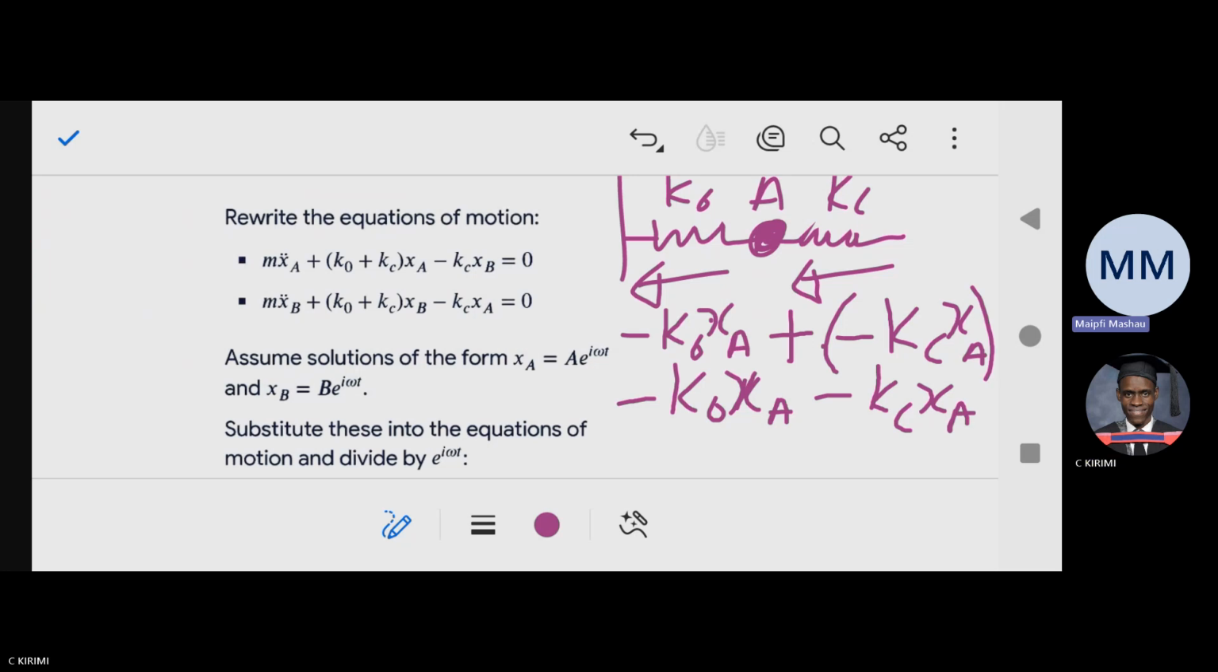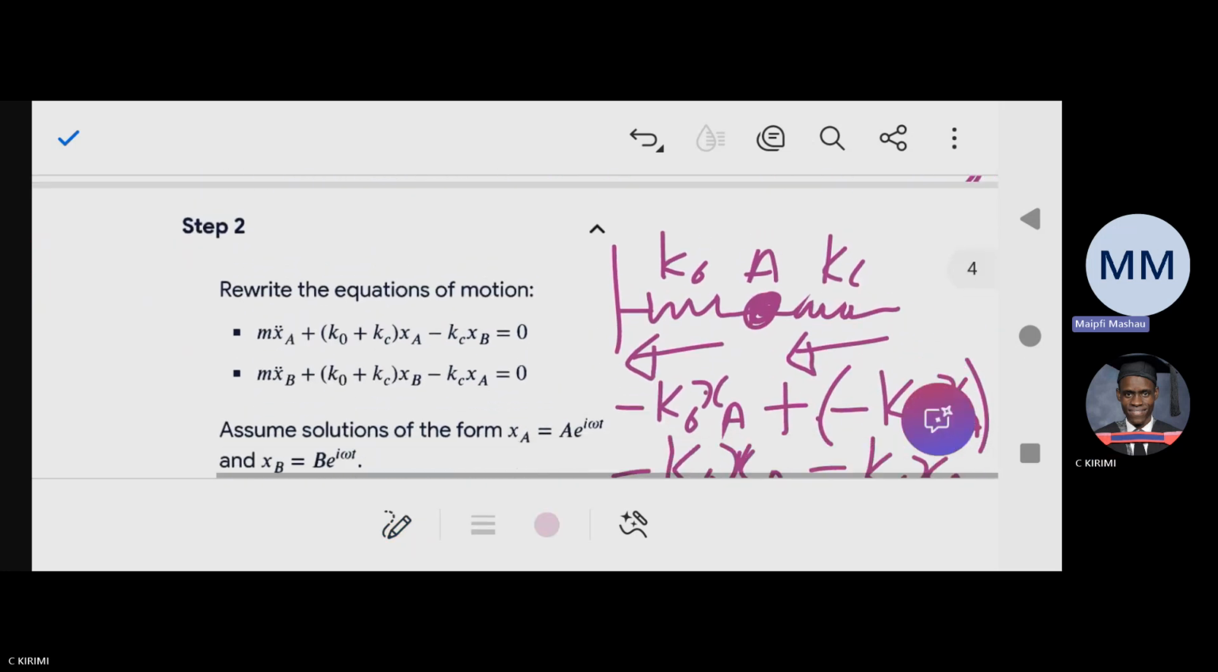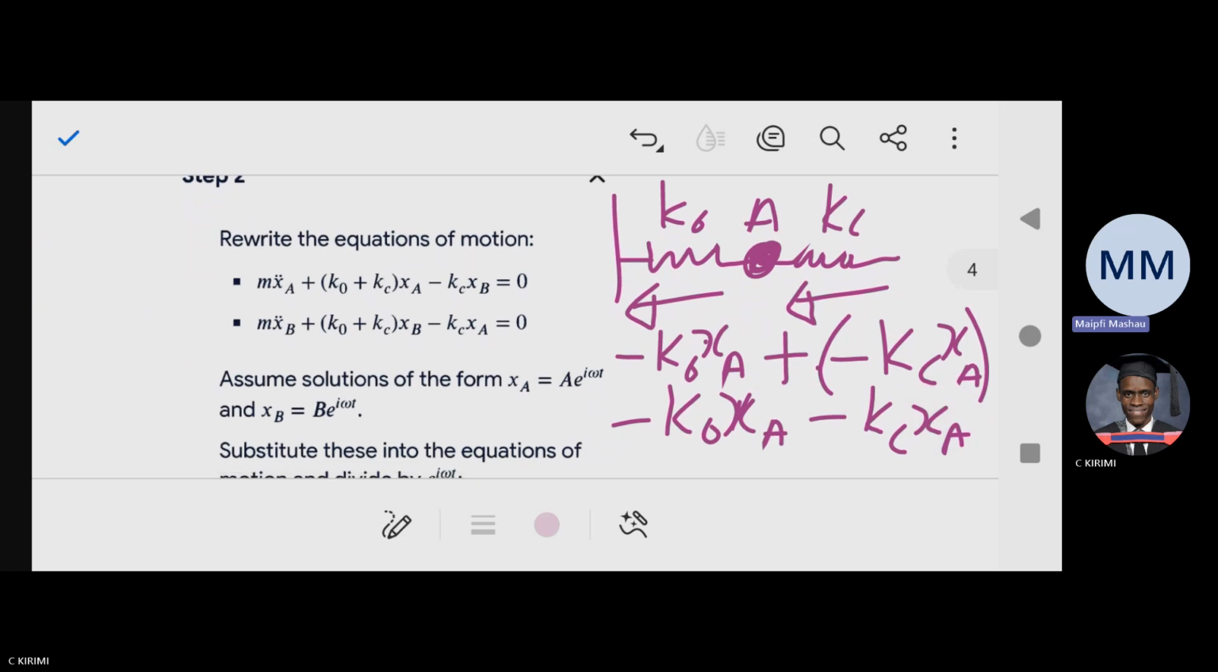So when we pull the spring K naught towards the left, Kc also moves towards the left. Yes, it's a spring, isn't it? They are attached. But B does not move while it's clamped.